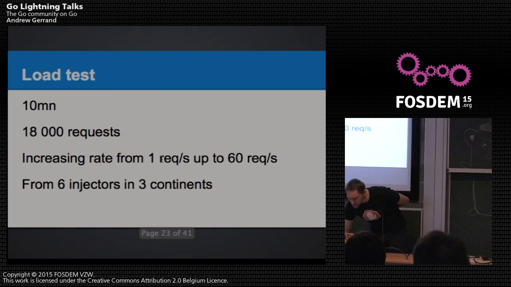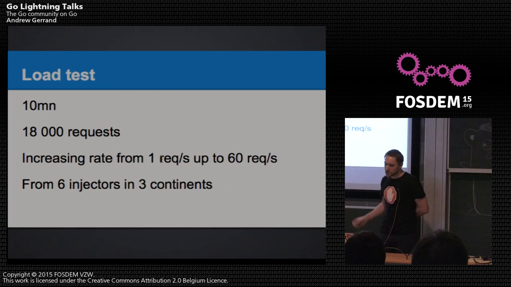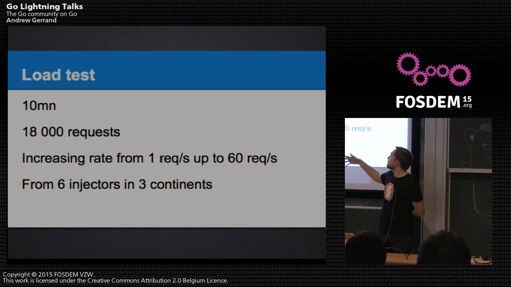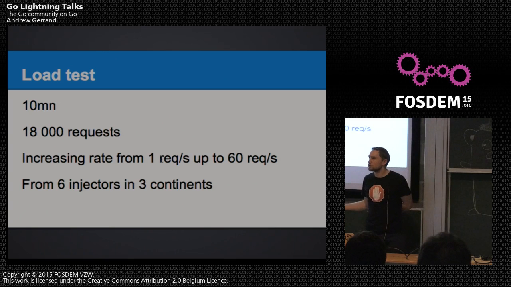A few figures. I set up some load tests. Each load test is 10 minutes. It sends 18,000 requests, at an increasing rate. It's a ramp. And it uses six injectors, two in Asia, two in Europe, and two in the US.